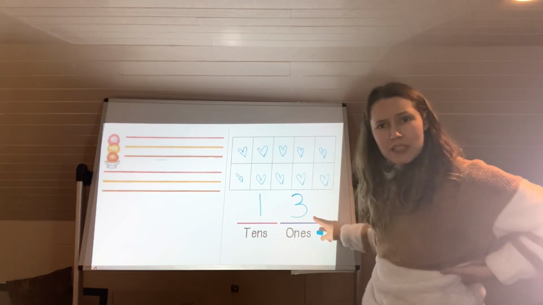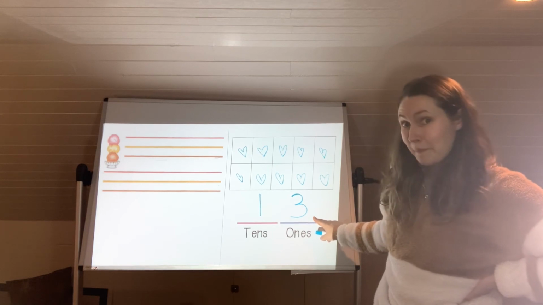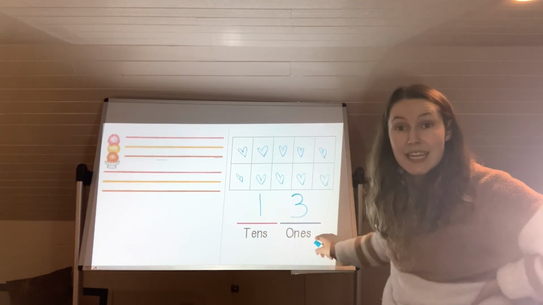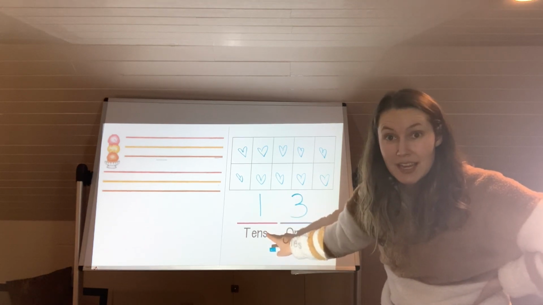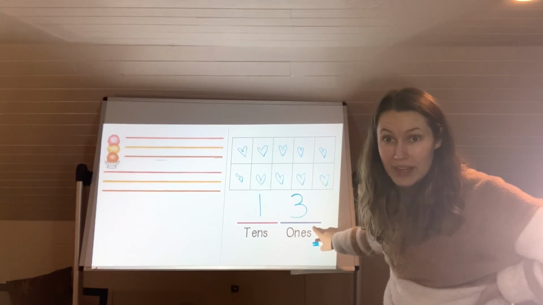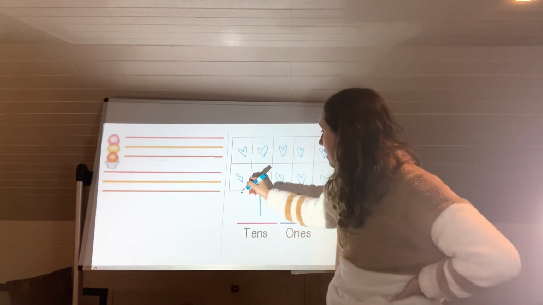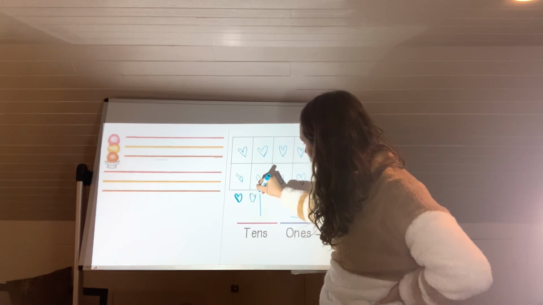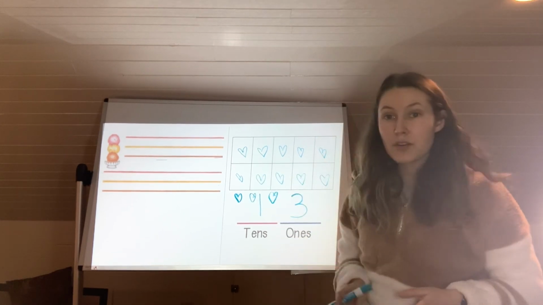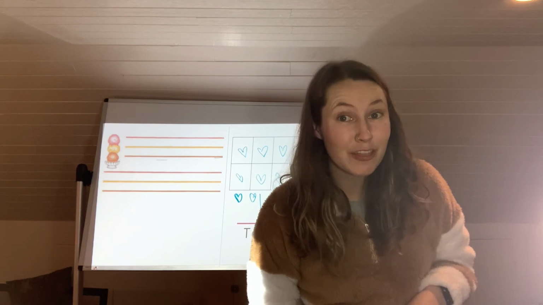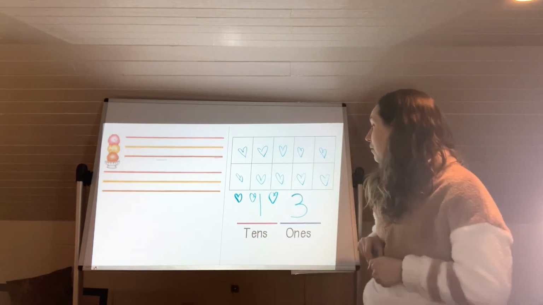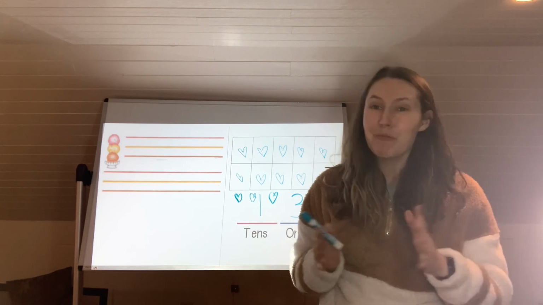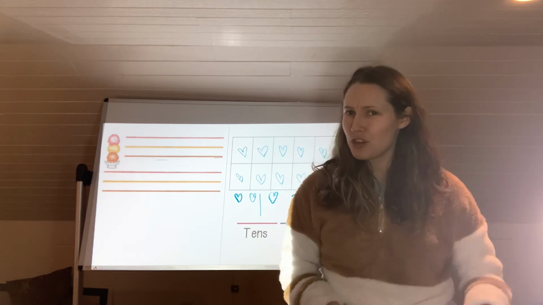What do I have in my ones place? A 3. That tells me that the number 13 is built with a group of 10 plus 3 ones. So I need to add 3 more here. I'm going to draw 3 little hearts all by themselves. 1, 2, and 3. So now I have 10 and 3, a group of 10 and 3 more, and that makes 13. Great job. We'll keep practicing that. It's a tough one, but I know we can do it.